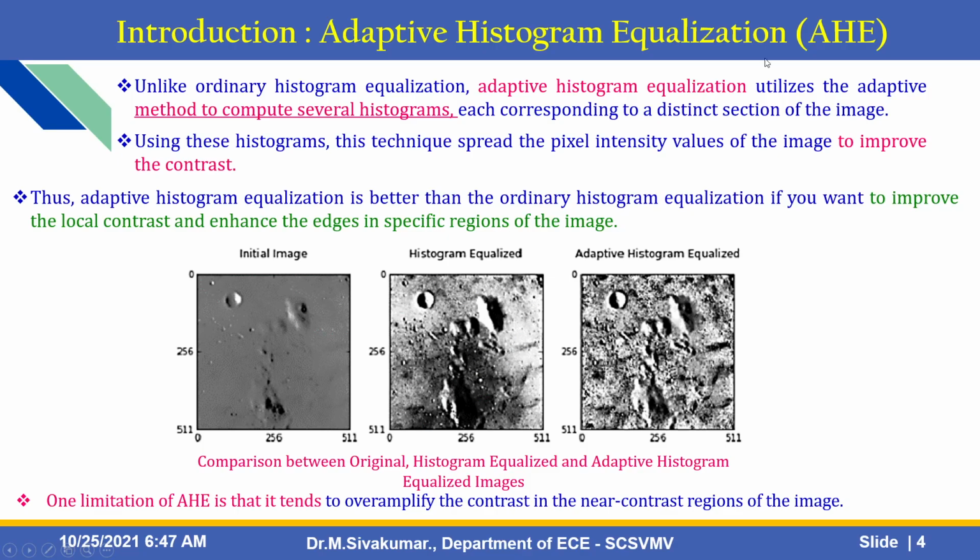One limitation of AHE is that it tends to over-amplify the contrast. You can see the over-amplified contrast in the near-contrast region of the image, so we need to improve the local contrast enhancement. For the over-amplification problem, we need to include contrast limited adaptive histogram equalization.